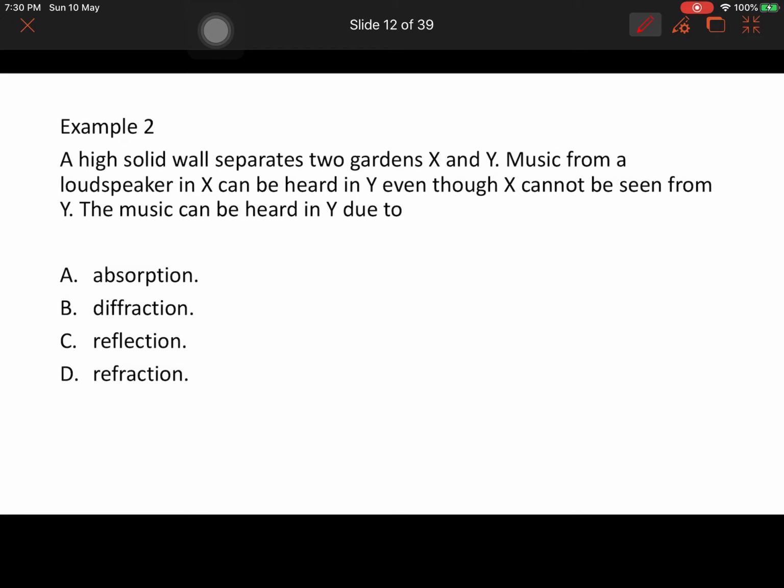Now we go to example 2. Pause here and try this out first. So example 2 tells us that we have this solid, high wall that separates two gardens X and Y. So this is my wall. Music from a loudspeaker in X. So we have this loudspeaker here.